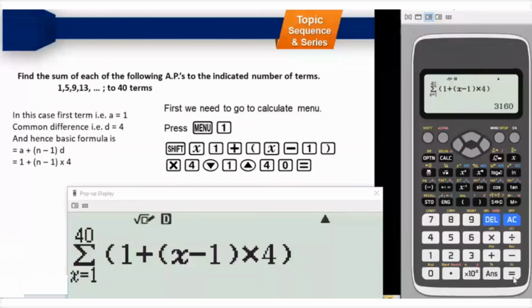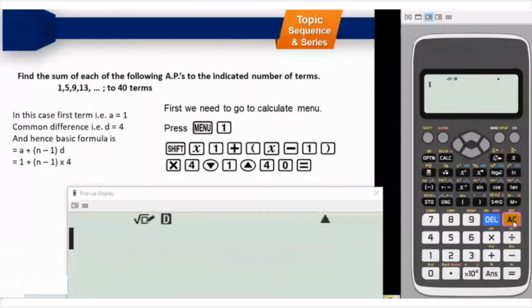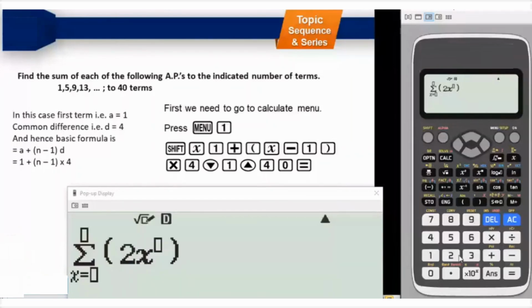Let's say there is another series, and that series is 2x square minus 5x plus 3. Let's say this is the series, and you need to find the sum of the first 25 terms.